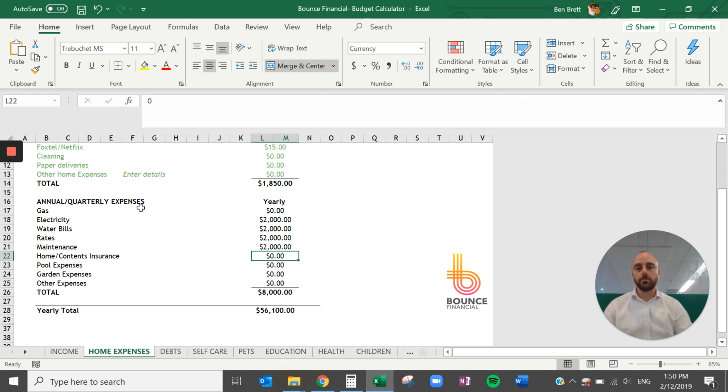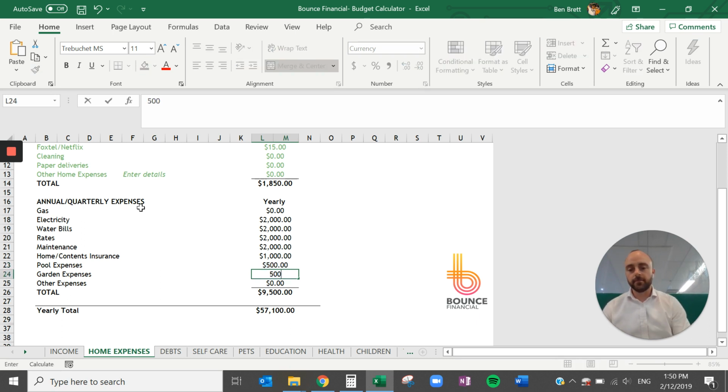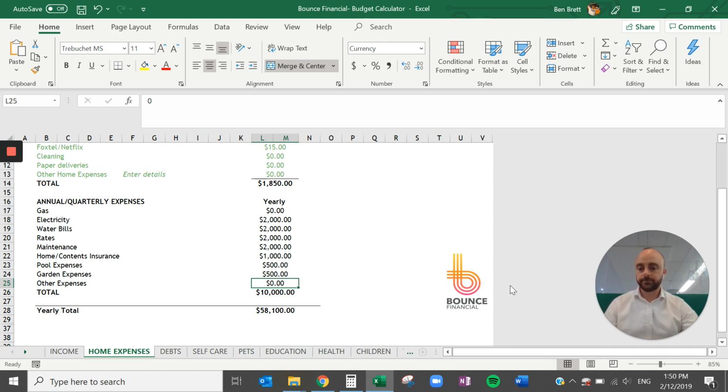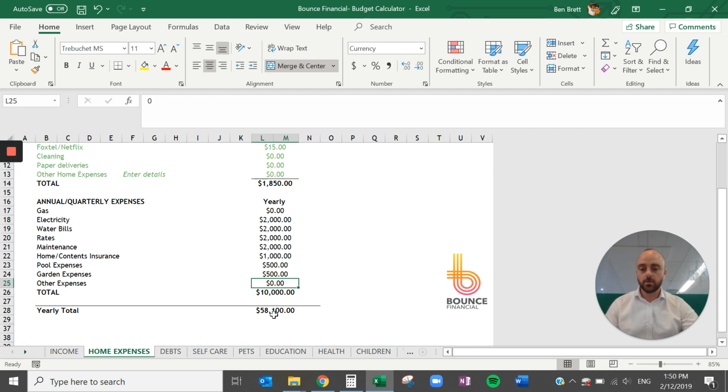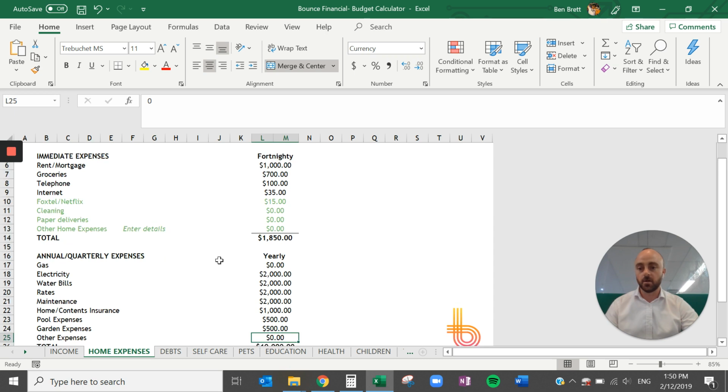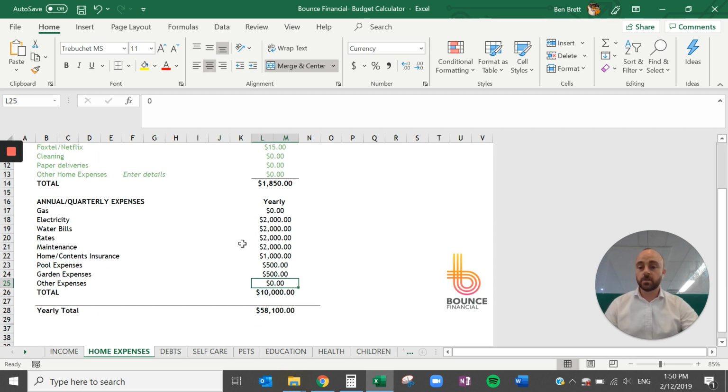Home contents insurance. Again, you can look at your bills to work out how much this is. If you just have contents insurance as a renter, then perhaps it's going to be less, but let's assume $1,000. Pool expenses, so pools cost a bit. Let's assume this person has a pool, so $500. And then garden expenses, let's assume another $500 for garden expenses. And you'll notice that where the yearly total is coming up here, so we've got $58,100 in yearly costs. Which is quickly adding up.